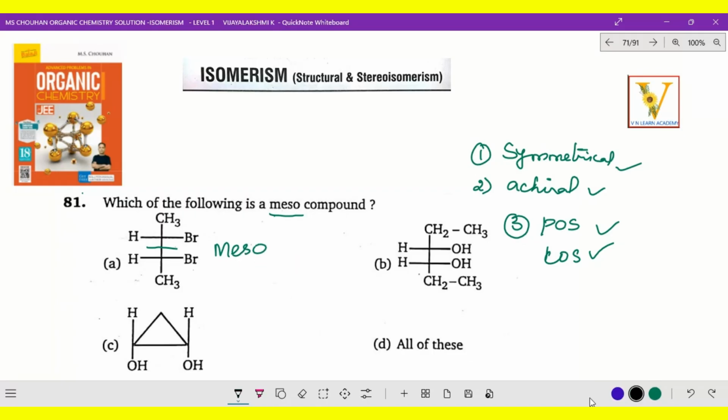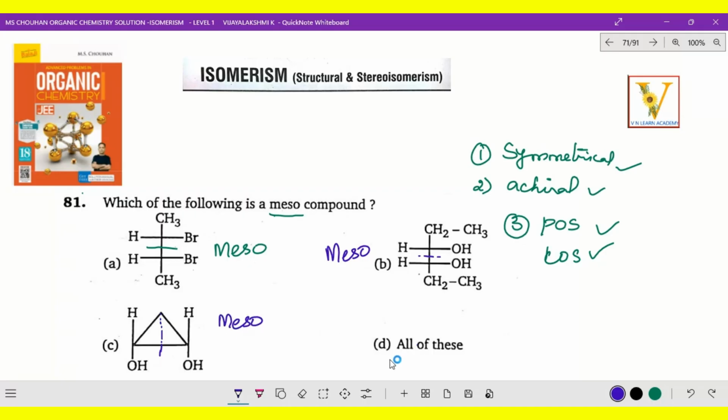The second one, what is here, C2, CH2, CH3. Here CH2, CH3. Both sides are the same, and HOH. Yes, of course, this is also applicable. This is also identical, so this is also meso. And the third one here, you see OH H, and then in the same way OH, and when you cut it, it is equal. So all three of them are meso only, right?